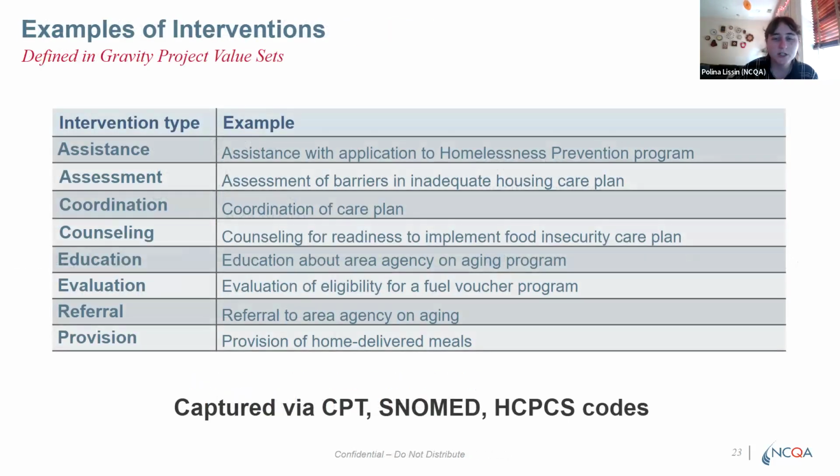Here are some examples of intervention types that are included in the measure, which are defined in Gravity Project value sets. The interventions included here are categorized into 8 types, including assistance, assessment, coordination, counseling, education, evaluation, referral, and provision. And though our intervention indicators require documentation of one of these types of interventions, they don't require at this point closing the referral loop or getting confirmation of receipt of services. So you'll see referral here as an appropriate intervention type. That means that a referral has to be placed within 30 days, but not necessarily that the patient receives the service within 30 days. Next slide.